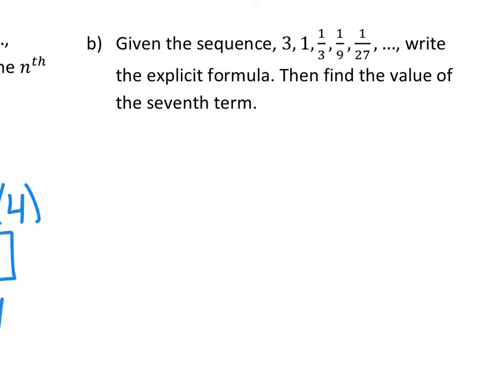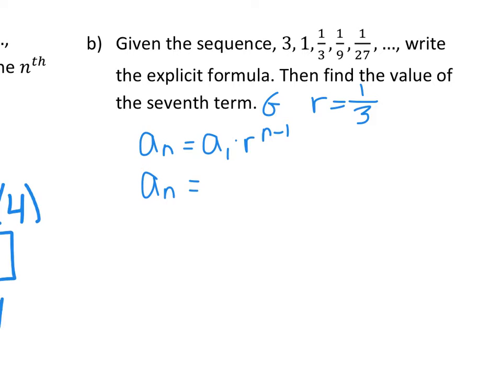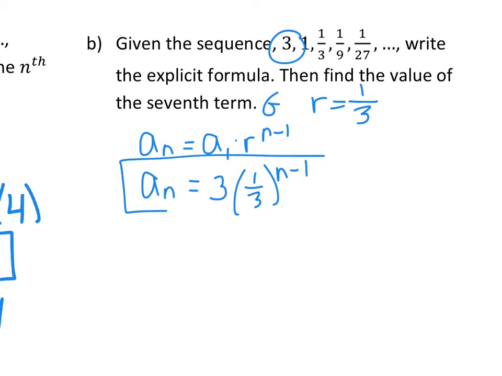All right, so I have 3 to 1 to 1/3. I'm definitely not adding or subtracting, but I am dividing. Remember, we can't use division. So I know this is geometric, and the common ratio, if I'm dividing by 3, I'm really multiplying by 1/3. Okay, the formula for geometric is a sub n equals a sub 1 times r to the n minus 1. So a sub n equals, my first term is 3, r is 1/3, and I'm raising it to the n minus 1. That is the formula.